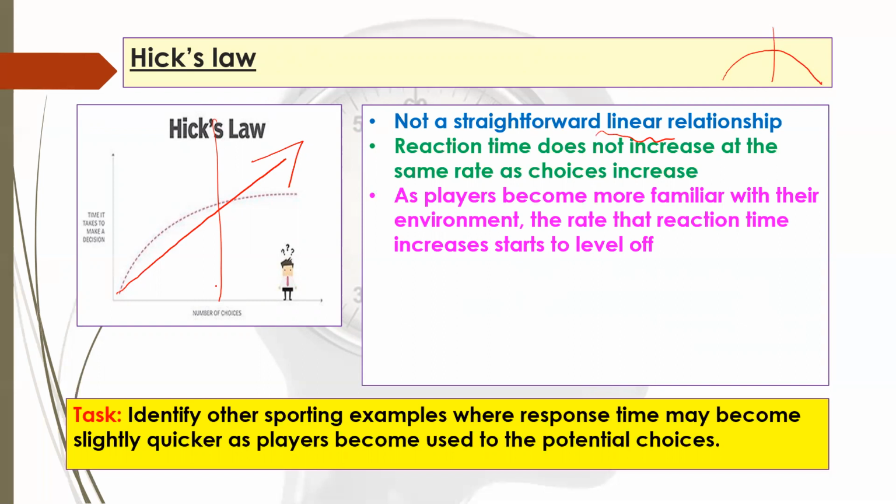So one of the reasons is as players get more familiar with their environment and what's going on within the context of the game, the rate that the reaction time increases starts to level off. It's still increasing up to this point, but maybe not as quick as it was right at the start. So it's starting to plateau, and then once it gets to this stage, it's almost leveling off. And part of the reason for that is that players get more familiar with them.